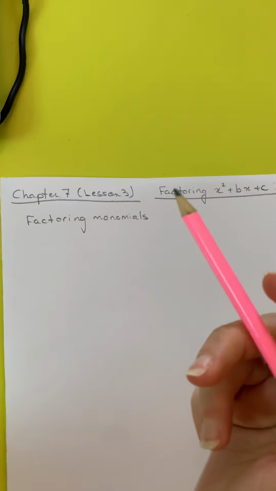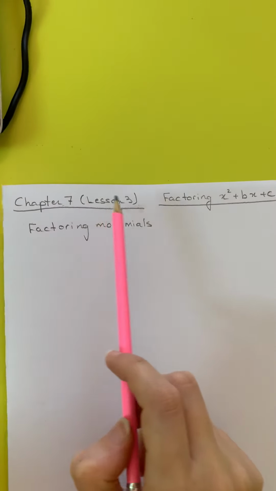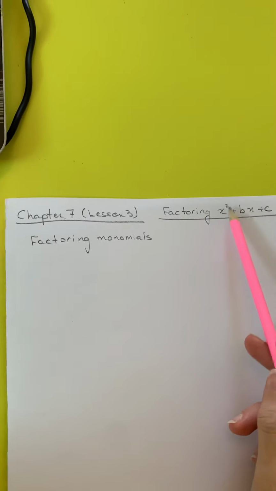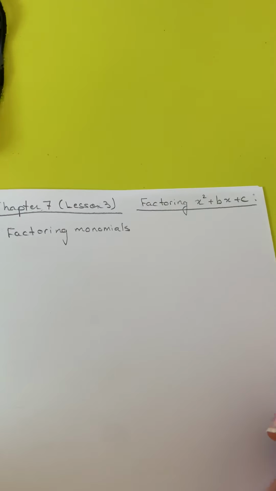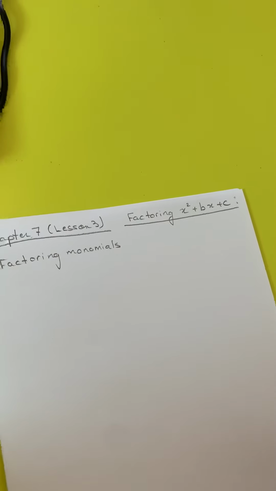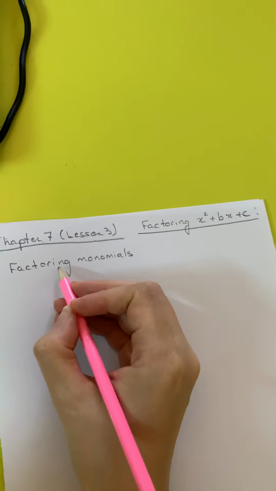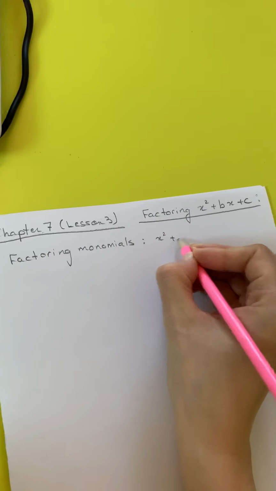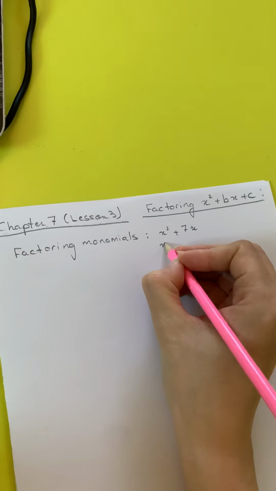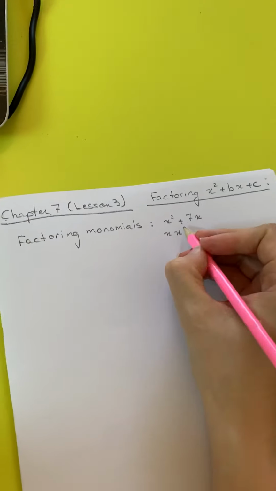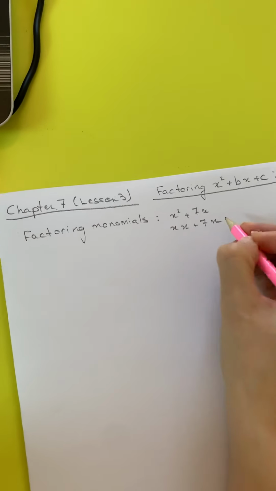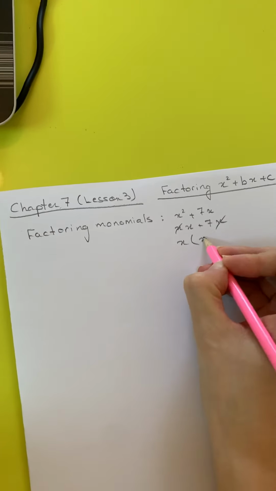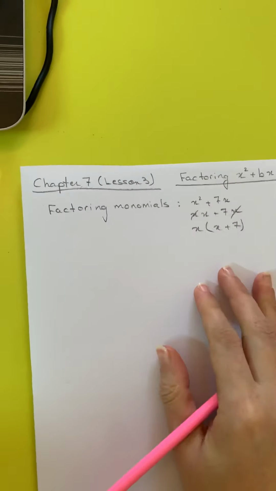Good morning, girls. The lesson today is Chapter 7, Lesson 3, and it's about factoring a trinomial of the form x^2 + bx + c. Now, to remind you what we took before, we did factoring monomials. For example, if you have x^2 + 7x, we break down x^2 and 7x, take the common factor, which is x, and put the rest inside the parentheses.